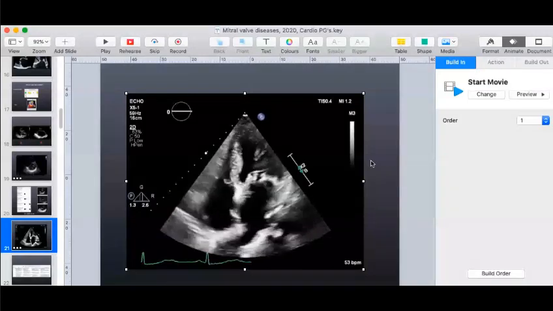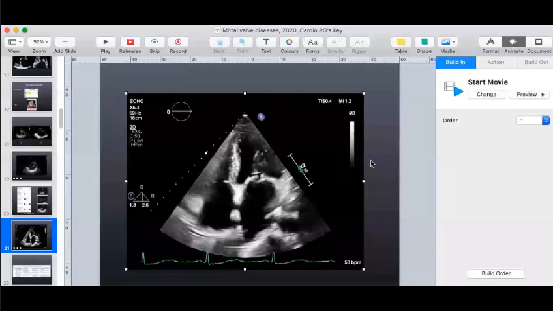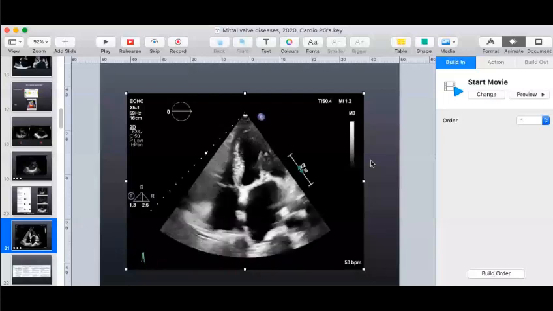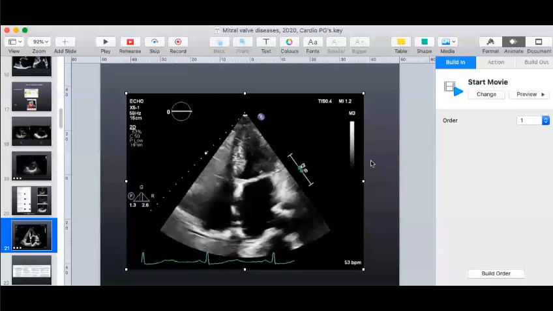When you say thickening, it's always good to say where the thickening is. Of course, you need to have the parasternal long axis view also. So your thickening description should be precise in terms of whether it is the margin, or the middle of the leaflet, or the entire leaflet. That is as far as thickening is concerned.